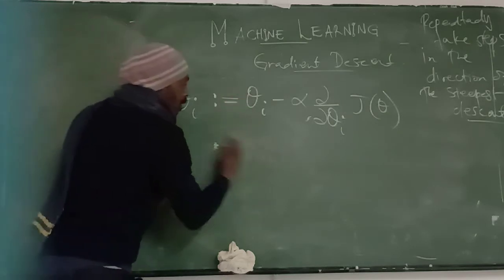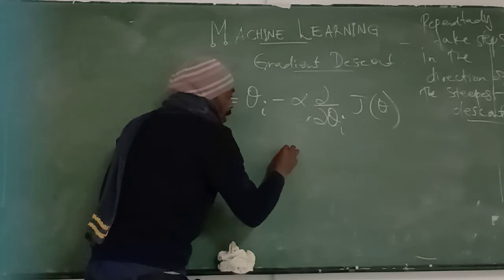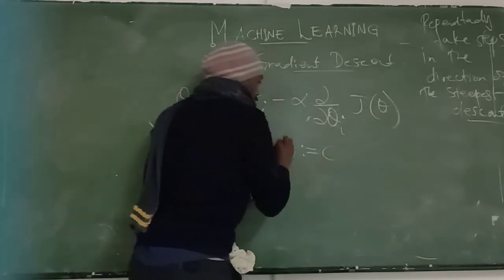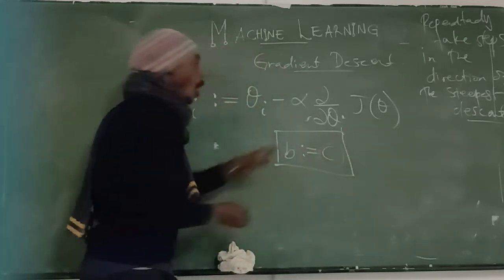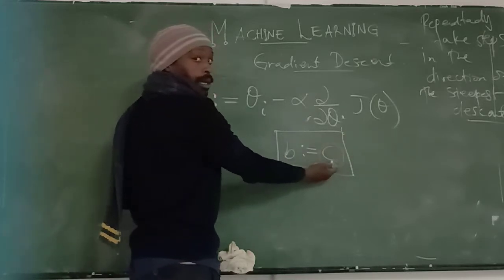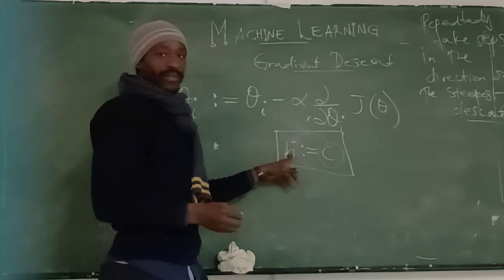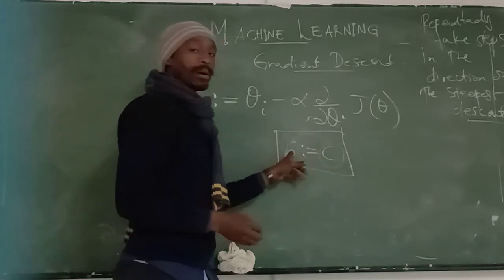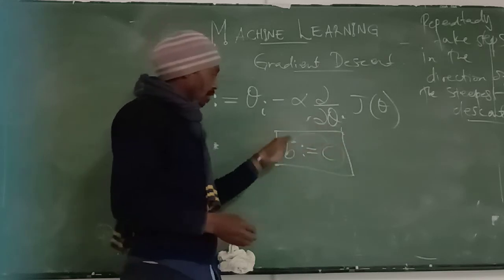What this notation means, say, B colon equals C, is that my expression on the right hand side, which is C, constantly overrides the value of B. This is what it means. The new value of C overrides the value of B.